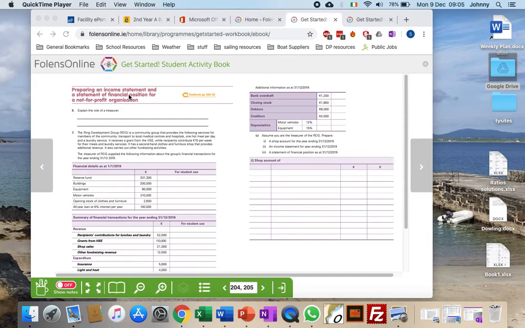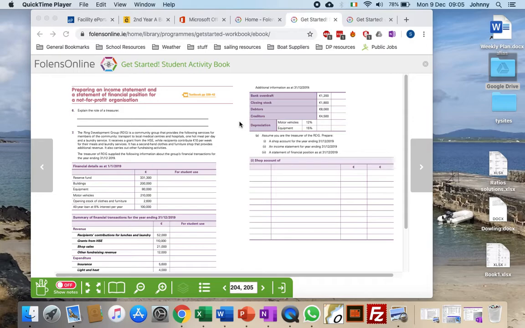So before we called this a trading profit and loss, and a statement of financial position, which we call a balance sheet. So we're just going to go through the layout and the similarities with what we've done before. Now, first of all, this is for a non-profit organization. So you have somebody here and they ask you about a treasurer. So this is the person who manages the money.